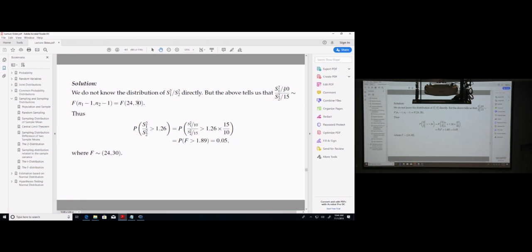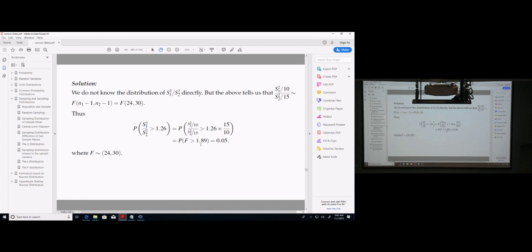So if I divide by 10 in this manner, and then divide this by 15, then this will be an F distribution. So I can't use this as it is to look it up under the table, but I have to transform this into this form. So that means I have to divide this by 10 and 15. So I have to basically multiply this by 15 over 10. And so I have to do the same thing for my right-hand side of the inequality. Okay, so anyway, this simplified to be 1.89, and it worked out to be 5%.